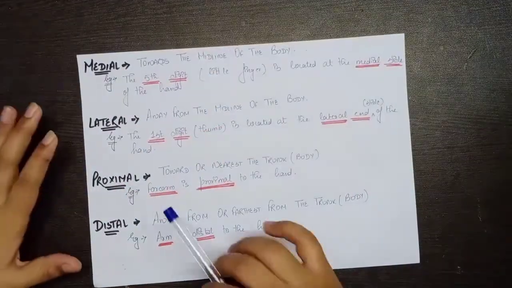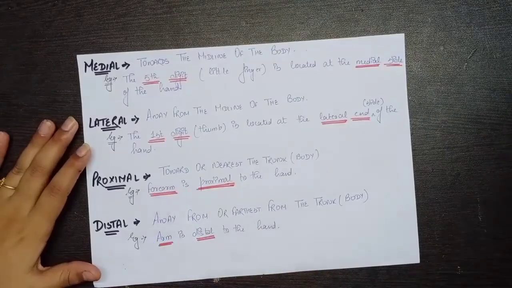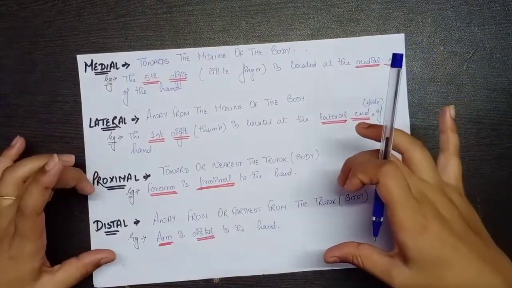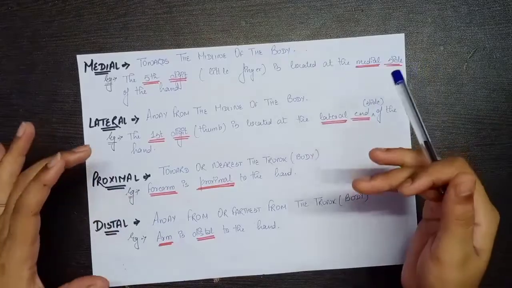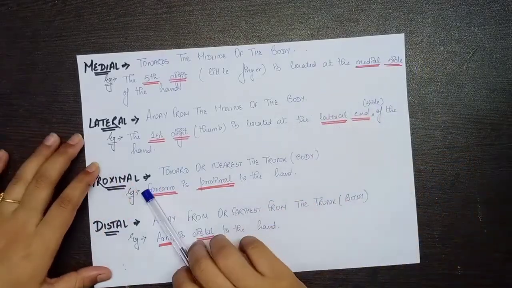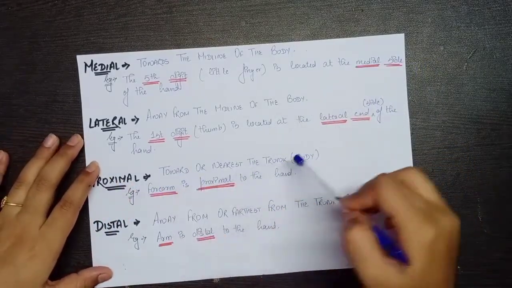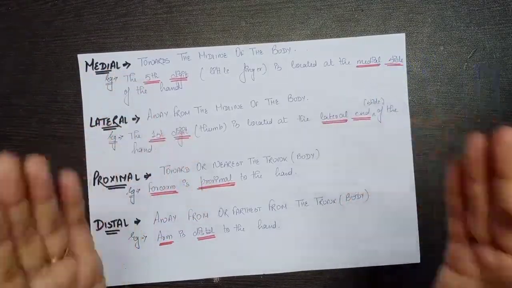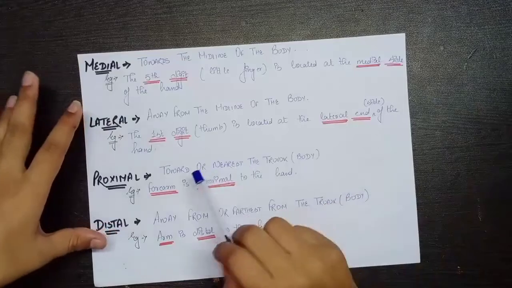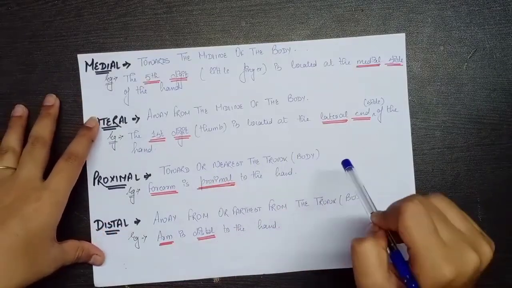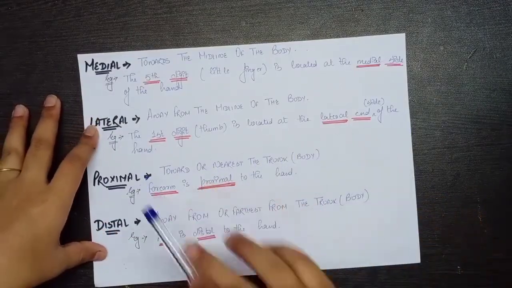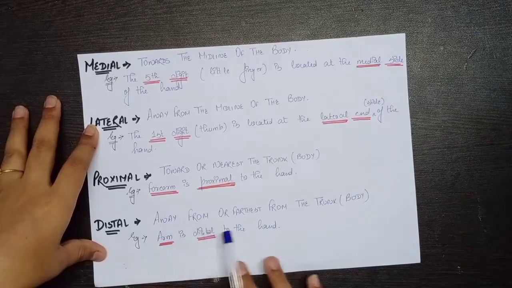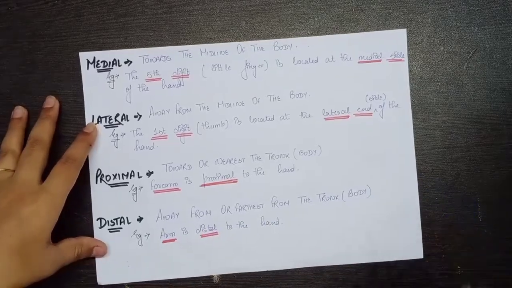Okay, then the last two are your proximal and distal. I will tell the definitions together and then explain the examples together because they are correlated. So proximal is towards or nearest the trunk. Trunk means your main body, okay, that abdomen, chest and all, that is your trunk. So towards or nearest the trunk or the body is known as proximal, and distal is the opposite, away or farther from the trunk or the body.